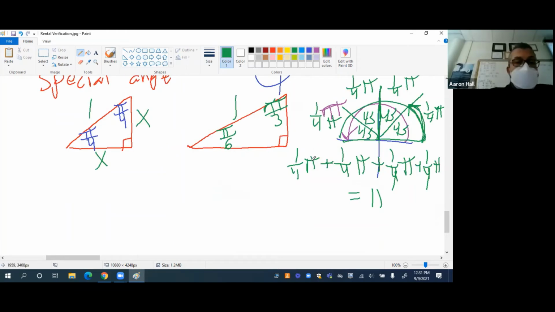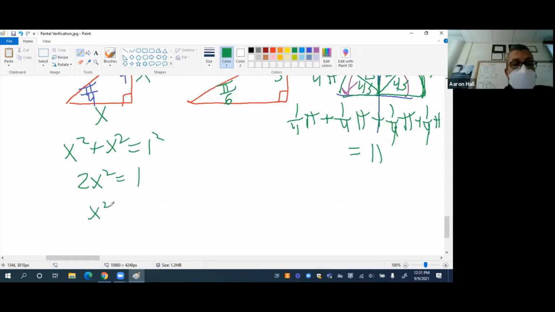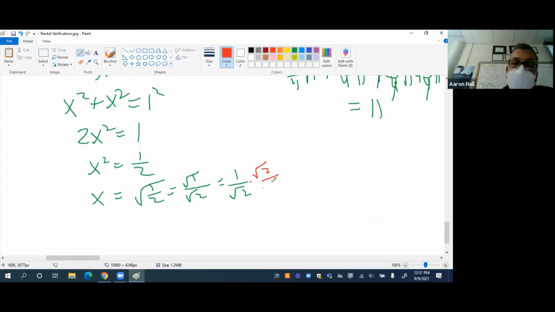The Pythagorean theorem. So using the Pythagorean theorem, I have x squared plus x squared equals 1 squared. Then I combine these together to get 2x squared equals 1. Then I divide both sides by 2 to get x squared equals 1/2. Then I take the square root to get the square root of 1/2, or the square root of 1 over the square root of 2, or 1 over the square root of 2. A square root in the denominator is never considered simplified, so I'm going to multiply by the square root of 2 over the square root of 2, which gives me the square root of 2 over 2.